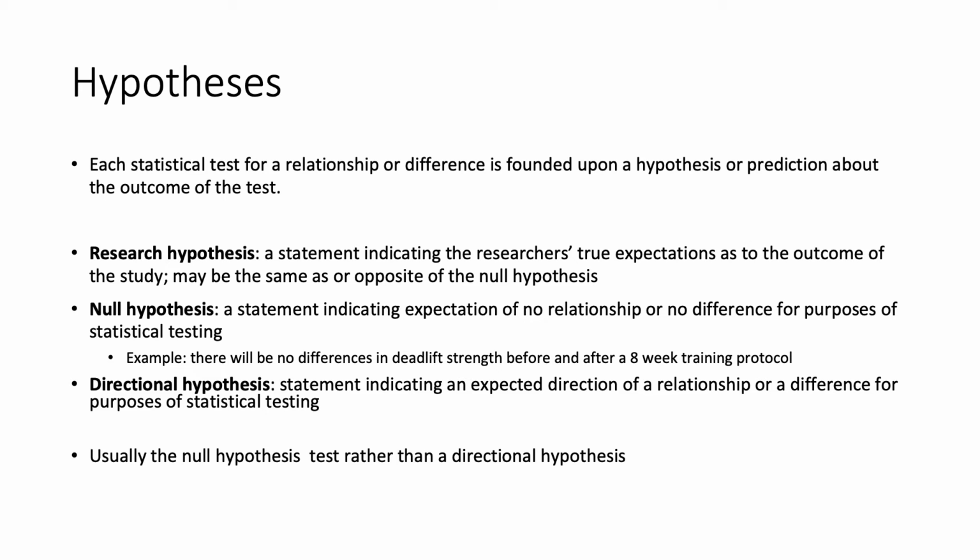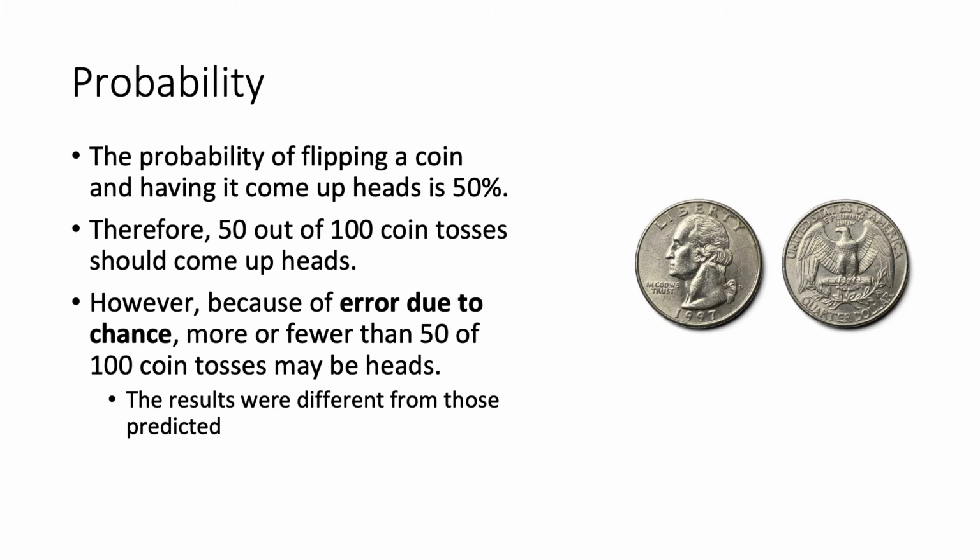Since it's easier to test using statistical procedures, it is usually the null hypothesis that is tested. A question that remains is what degree of correlation or amount of difference is necessary in order for there to be support for a hypothesis. This is where probability comes in, and this goes back to the most common example of flipping a coin and having it come up heads is 50%.